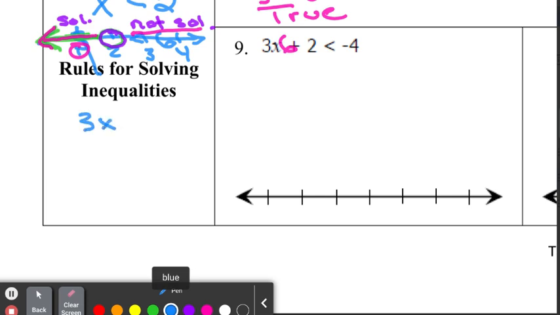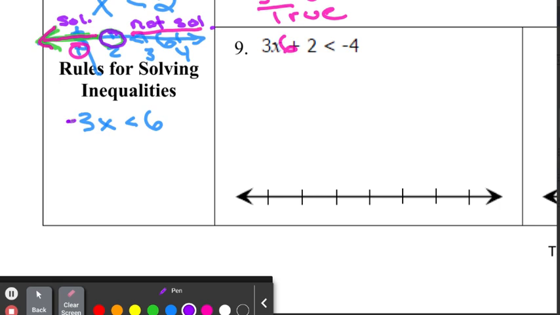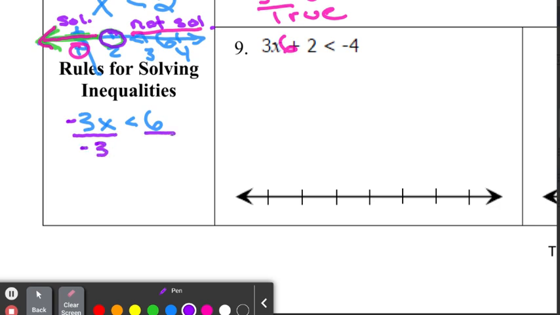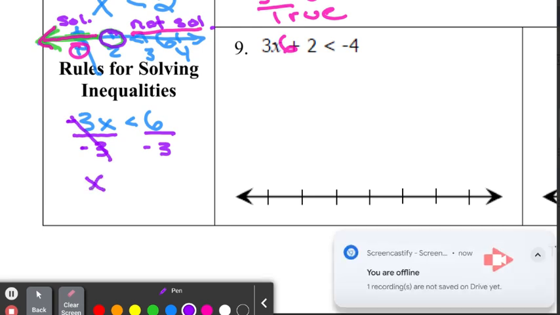Negative 3x is less than 6, except this time we're going to put a little negative in front of the 3. So when I get the x by itself, it's negative 3 times x. I'm going to divide by negative 3. So we have x, and then 6 divided by negative 3 is negative 2.